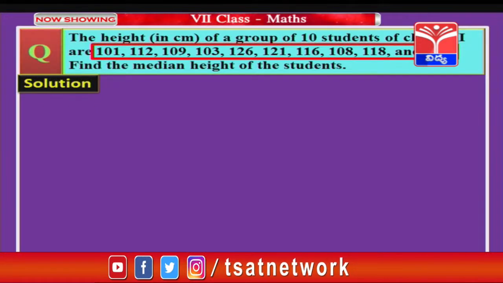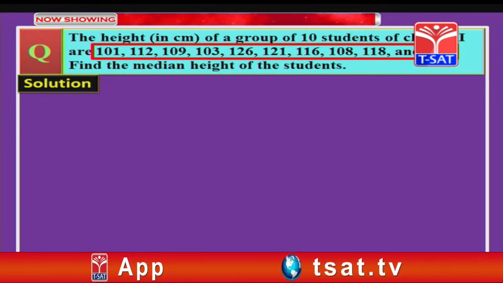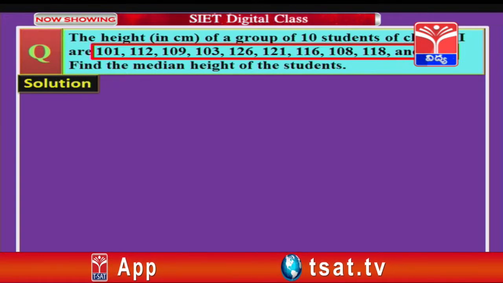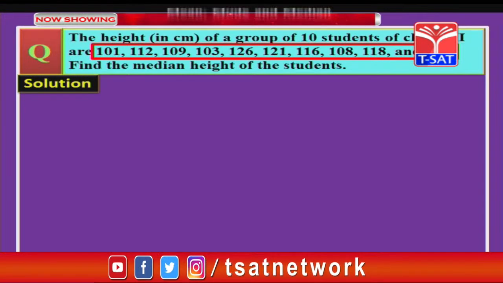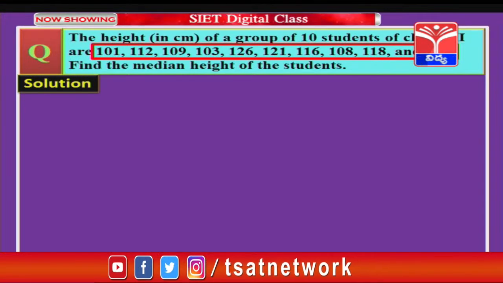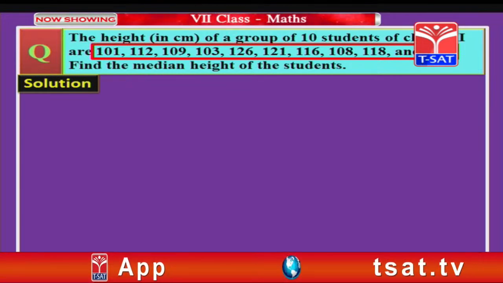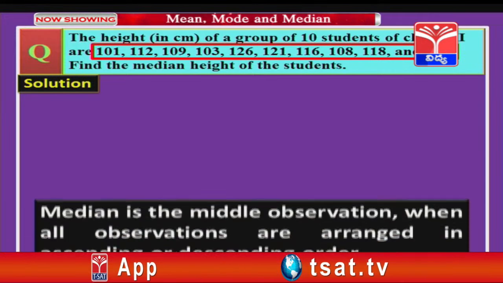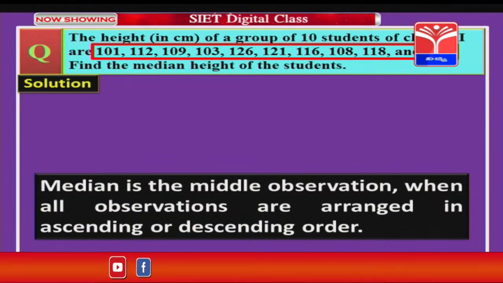So, children, these are the observations given to us, that is nothing but the heights of the children, given in centimeters. If you notice, the data is not organized in a proper way. So, before we find the median, children, we have already learned that we need to arrange the data in either ascending or descending order. Now, let us arrange it in ascending order. Median is the middle observation when all observations are arranged in ascending or descending order.